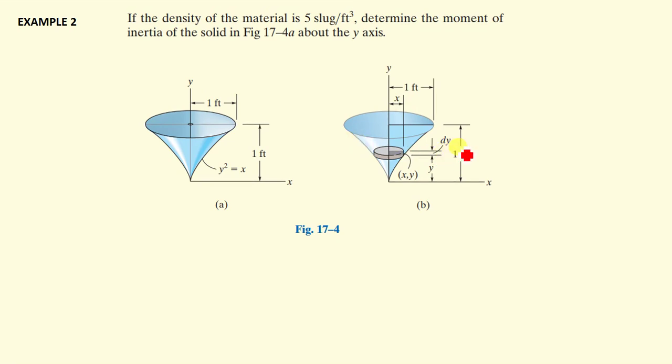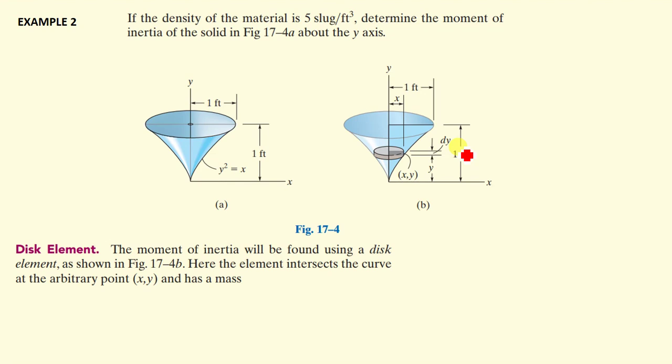So let's quickly use the disk element. The moment of inertia will be found by the disk element as shown in figure 17.4b. Here the element intersects the curve at the arbitrary point x, y and has the mass dm, which is equal to this. So for this element, the dm is given by that.